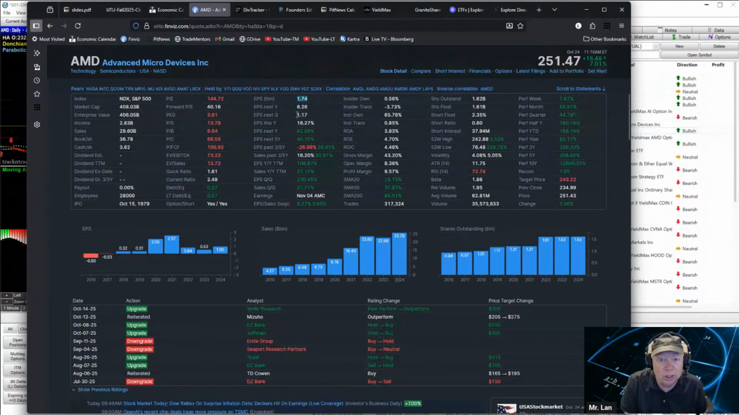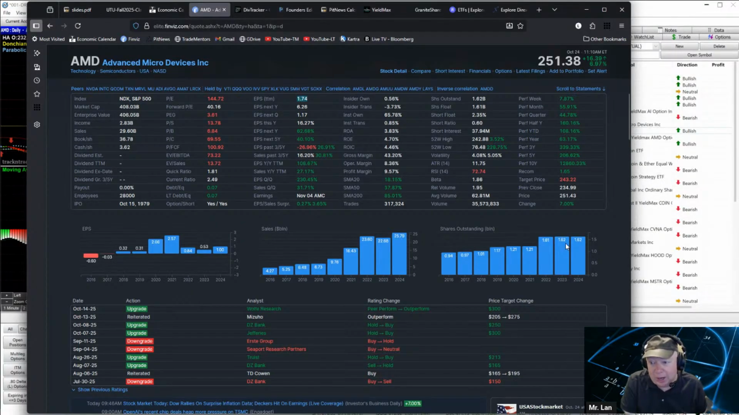Next quarter's 1, next year 6.2. Earnings per share next year. Wow, they're anticipating 6.24. Trailing 12 months is 1.74, and last year, 2024, was 1.0. So their earnings per share are great.